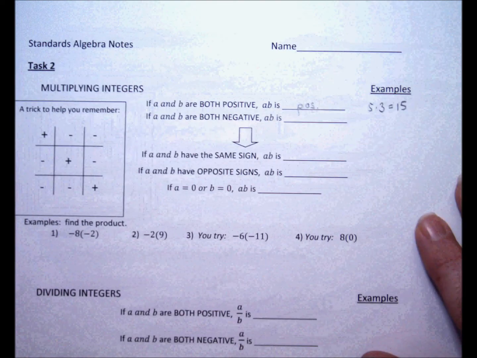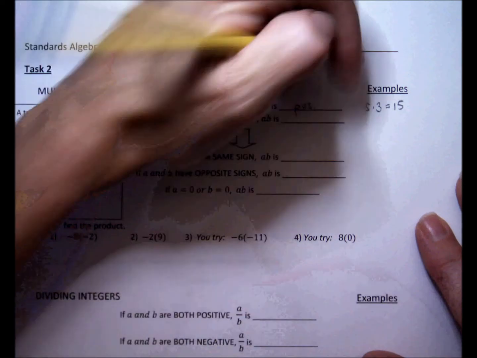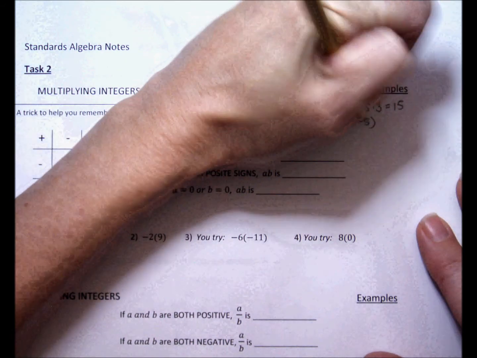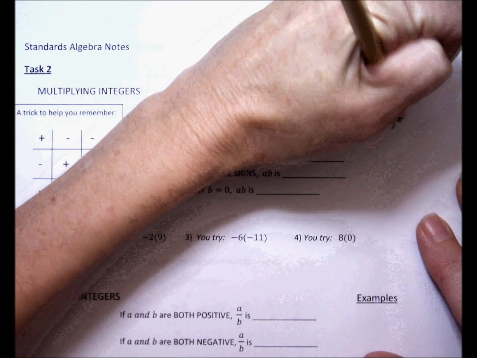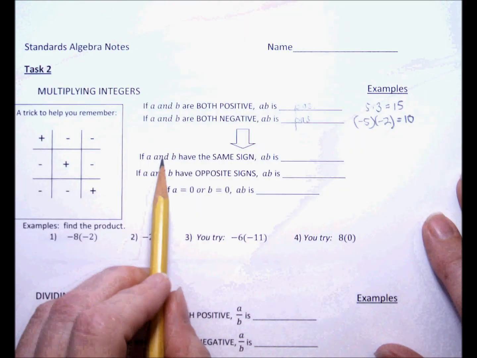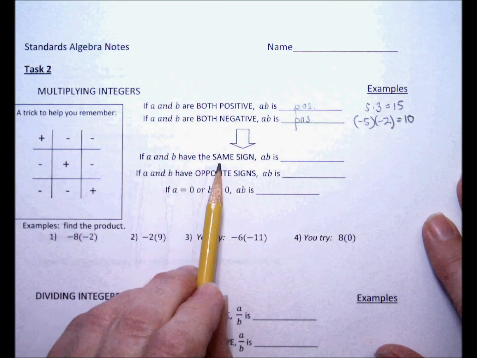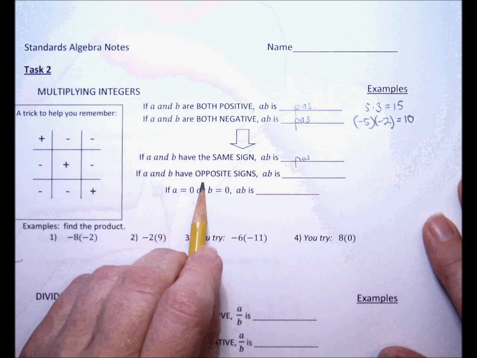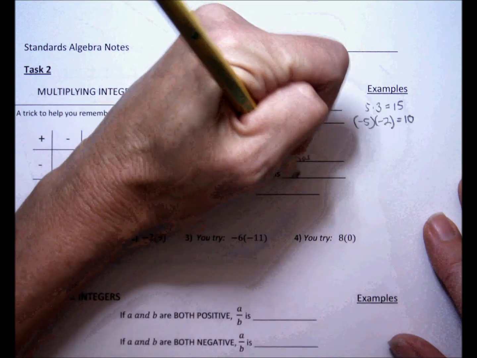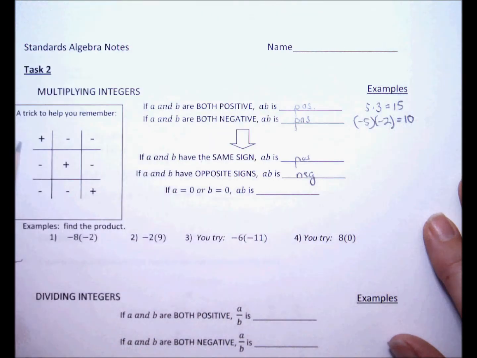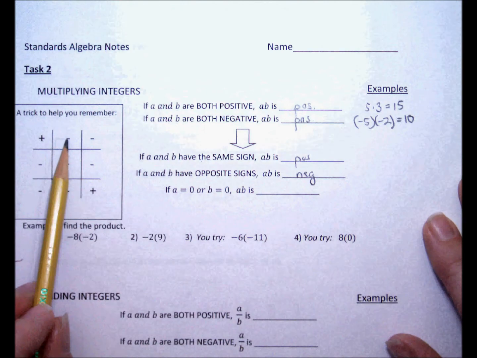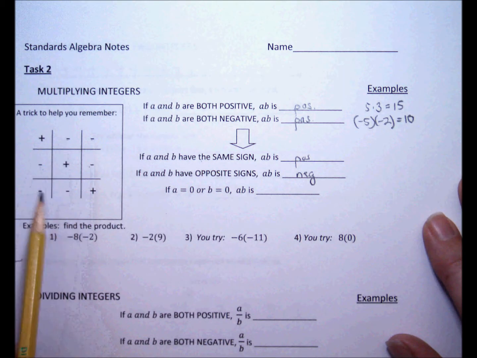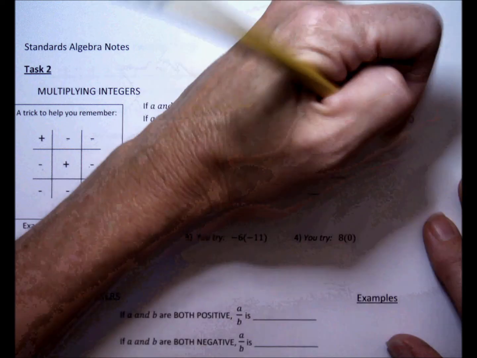If A and B are both negative, then the answer is also positive, because negative 5 times negative 2 is positive 10. So in other words, if A and B have the same sign, their product is always positive. If they have opposite signs, then their product is always negative. And that's what this chart shows. A positive times a negative is a negative, a negative times a positive is a negative, and so on. A negative times a negative is a positive.